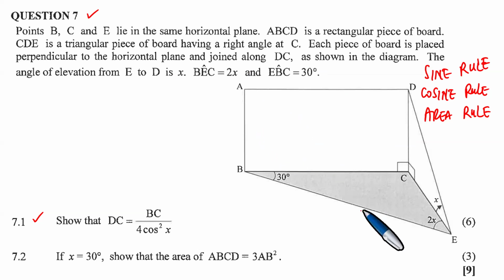Angle BEC is 2X, and the angle EBC is 30 degrees. There's an angle, 30 degrees here, which is the angle EBC. Show that DC is equal to BC over 4 cosine squared X. Let's look at this here.